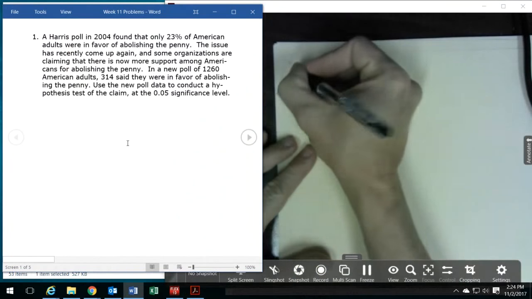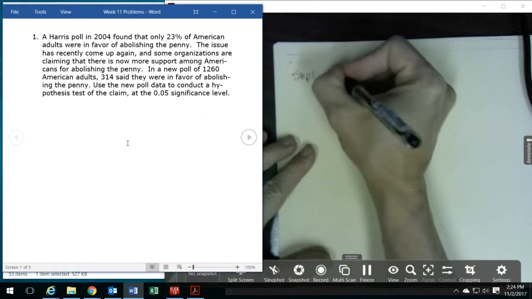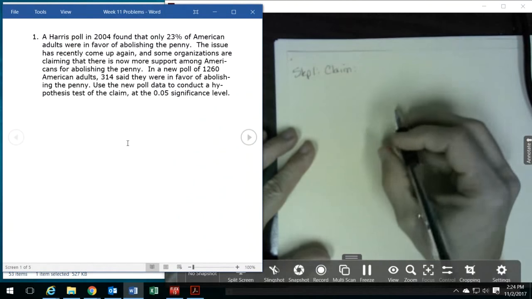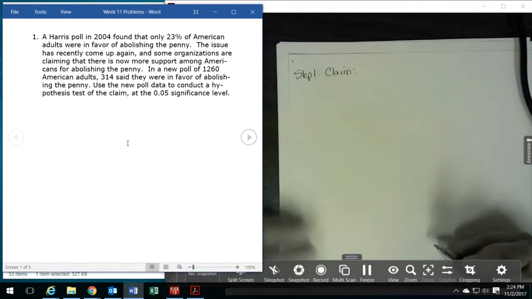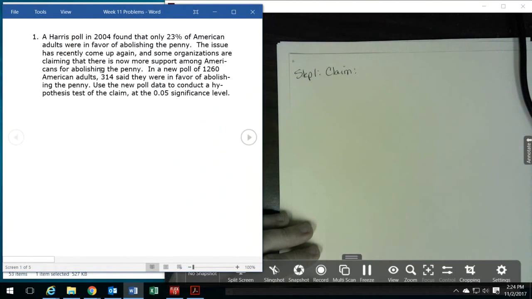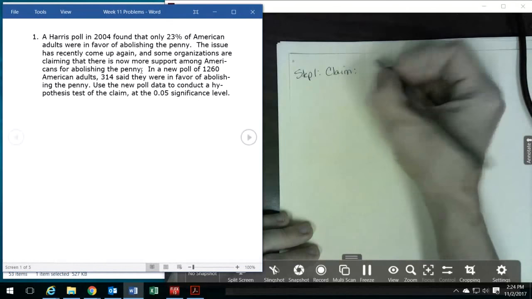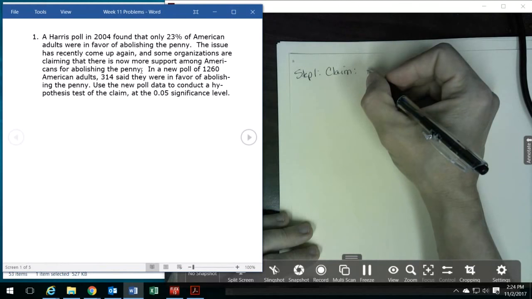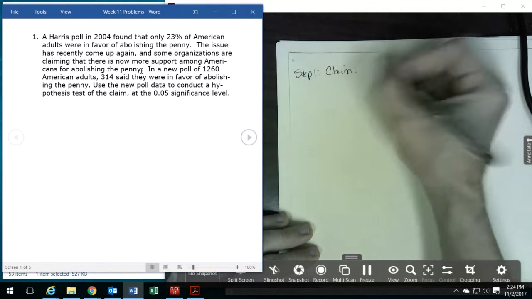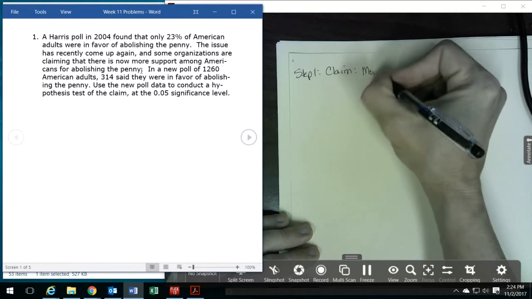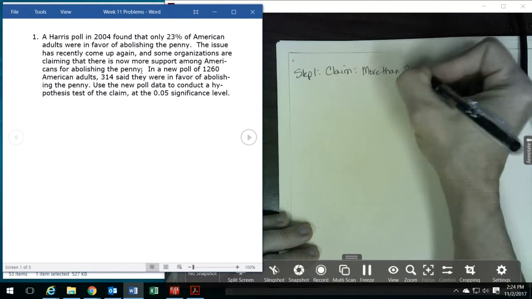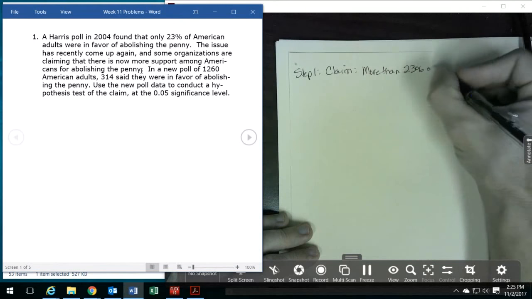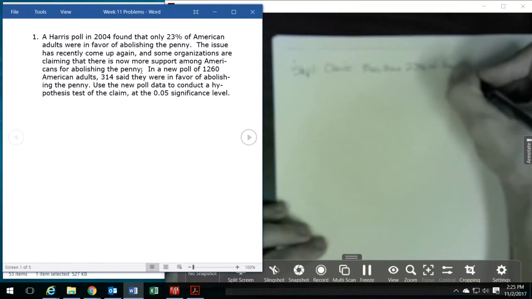For step one, our claim is that there's more support now among Americans for abolishing the penny than there was in 2004. But we want to put this in very specific terms. If we're saying that there is more than there was before, there was 23%. So what we want to say is that now more than 23% of Americans support abolishing the penny.